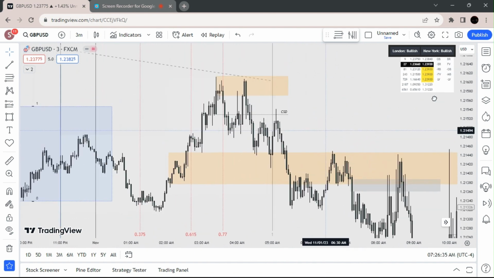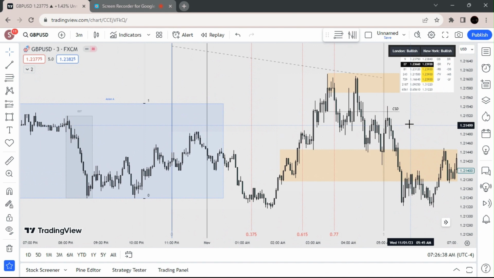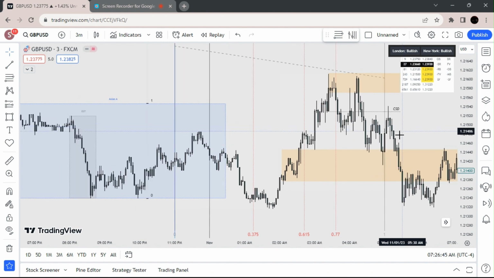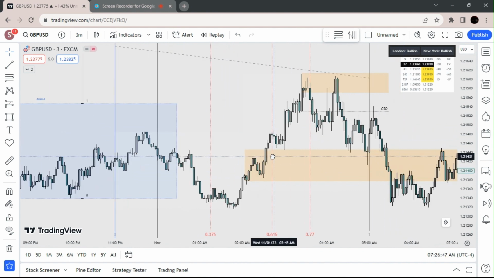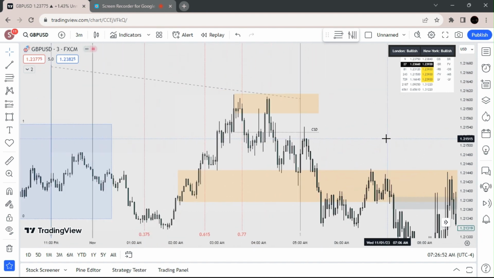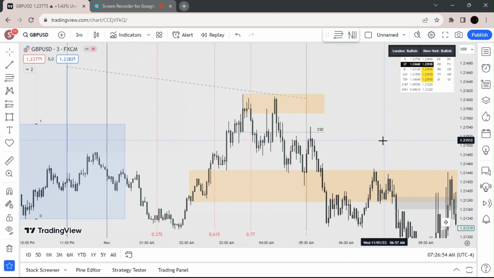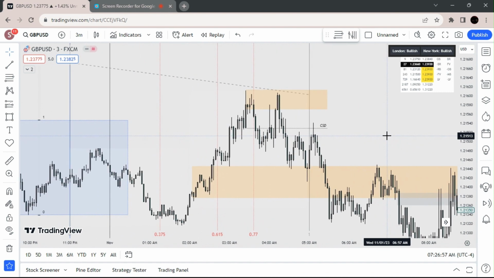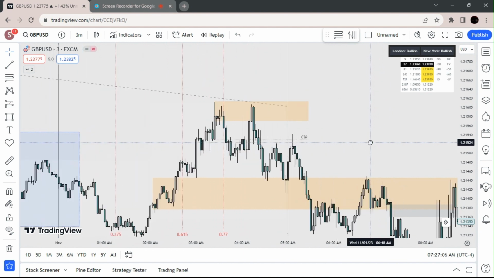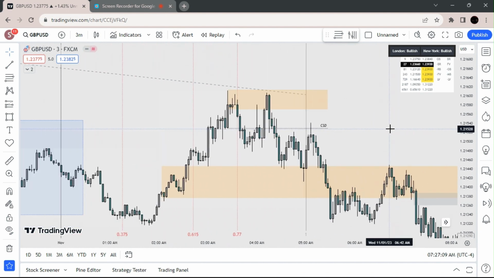Now with CSDs, the main way to know whether or not it's going to work is by finding a CSD that is at the extreme of a range, okay? So normally you want to see it form at the high or low. And then I like to look for CSDs within my time windows, because it's also higher probability during those times. It's all just trial and error and what works best for you.